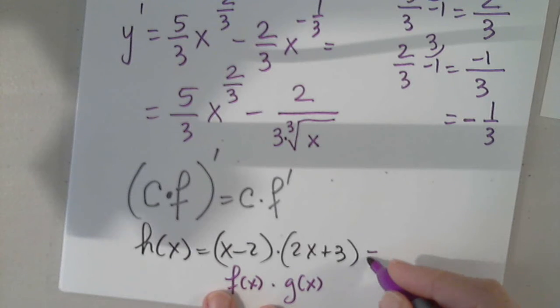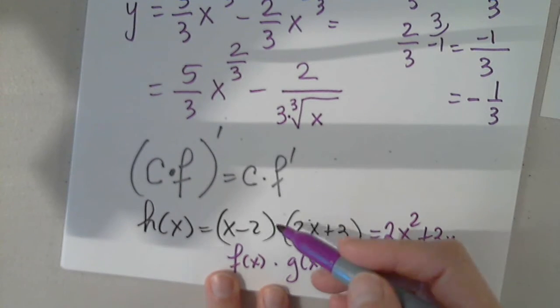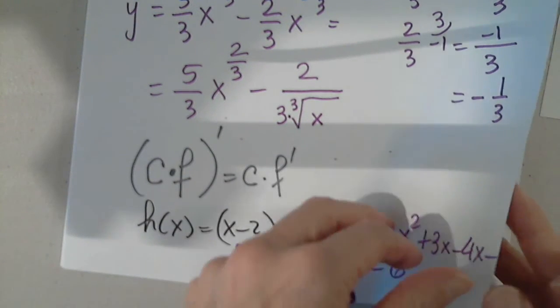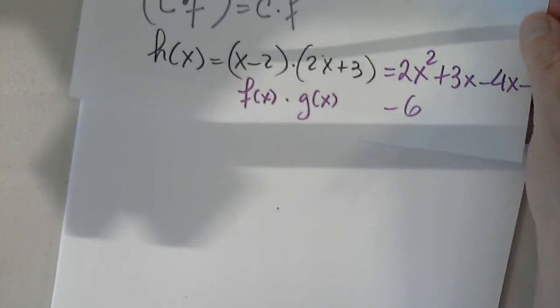I will distribute. So x times 2x, 2x squared, x times 3, positive 3x, negative 2 times 2x, negative 4x, and negative 2 times 3 is negative 6. So far, I have the simplified form of this function as 2x squared.